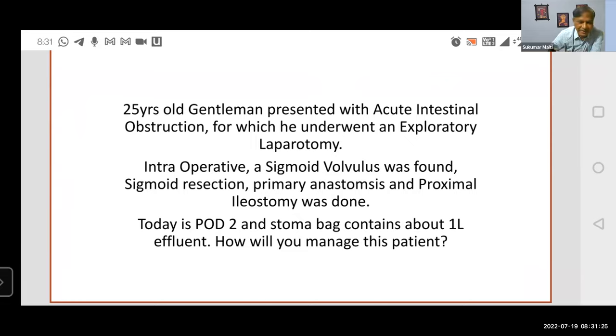Last part I have heard, Nitesh. Now the question is, in this case of sigmoid volvulus, in which situation must you do an ileostomy, not a colostomy? In certain situations of different types of volvulus, if you want diversion, you must do an ileostomy, not a colostomy. Can you tell me, in which type of volvulus you must do an ileostomy rather than a colostomy?